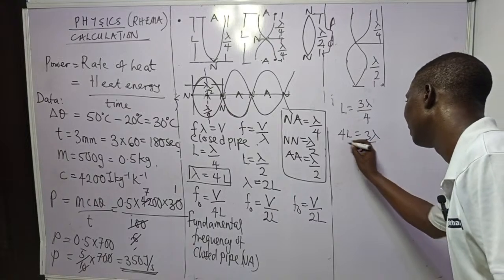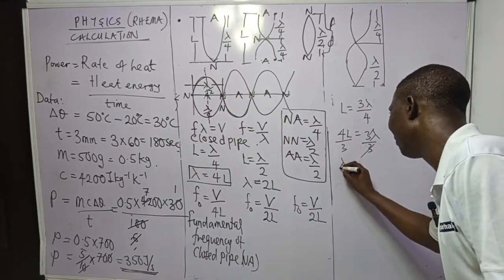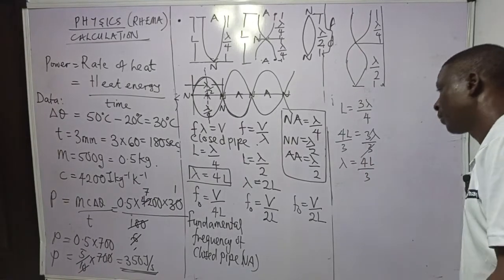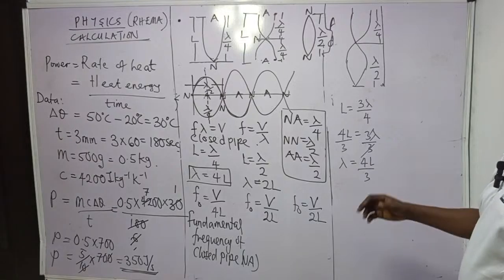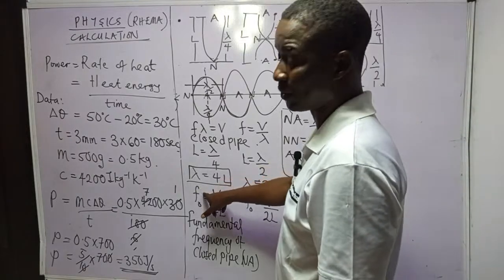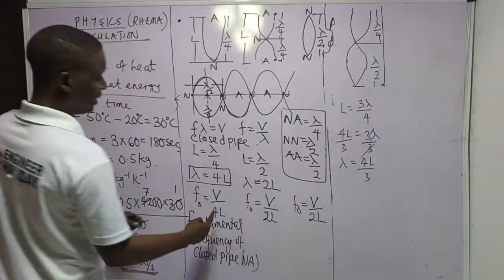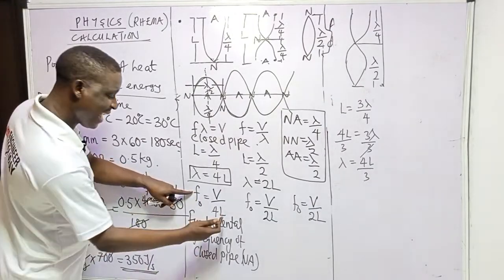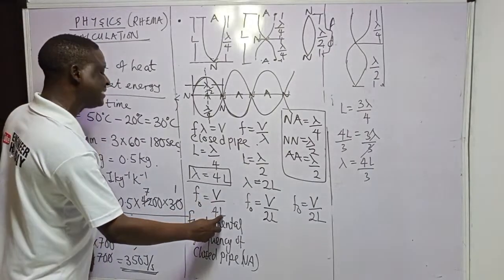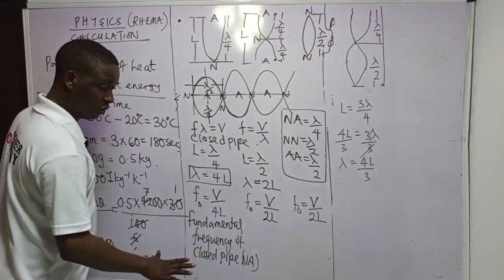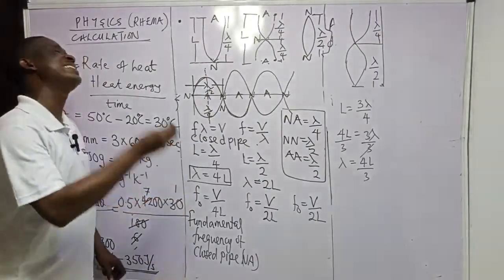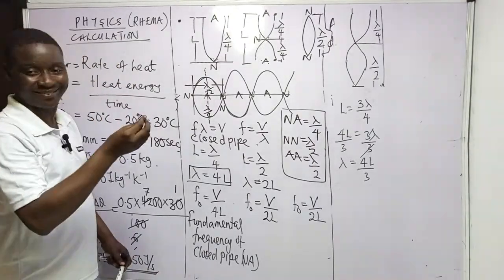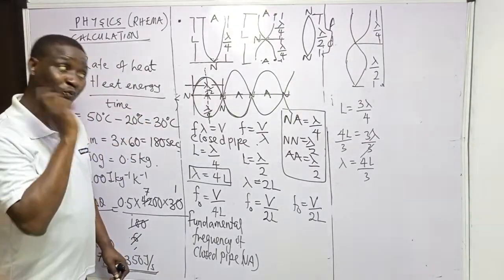So that means lambda equals 4L over 3. Now let me show you something here. The longest wavelength that can be produced by a closed pipe is at the fundamental frequency. How is fundamental frequency related to length? As the length of a particular pipe increases, what happens to frequency? It reduces. So the fundamental frequency is the smallest frequency that a pipe can produce, but it has the longest length that a pipe can produce. Please take note of that.